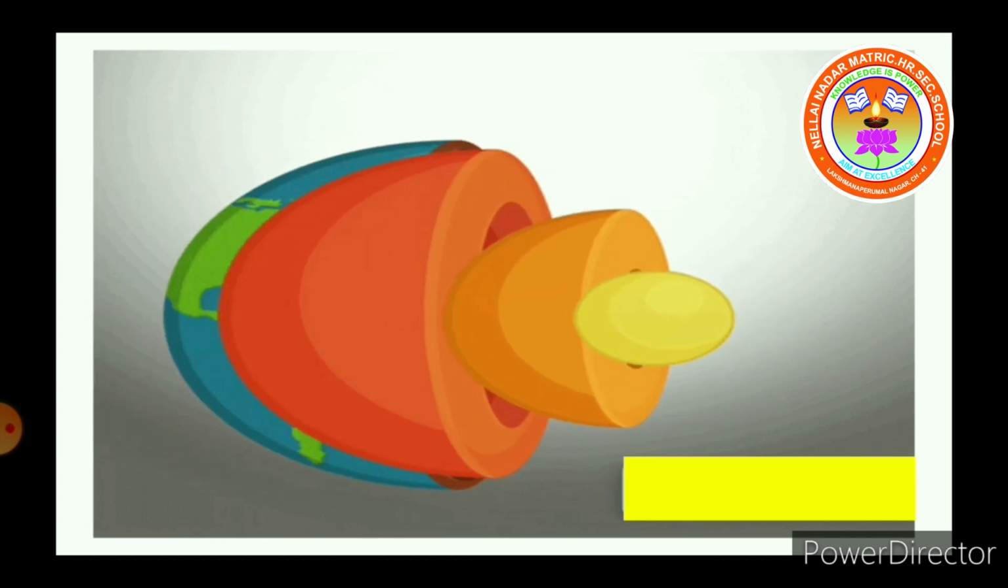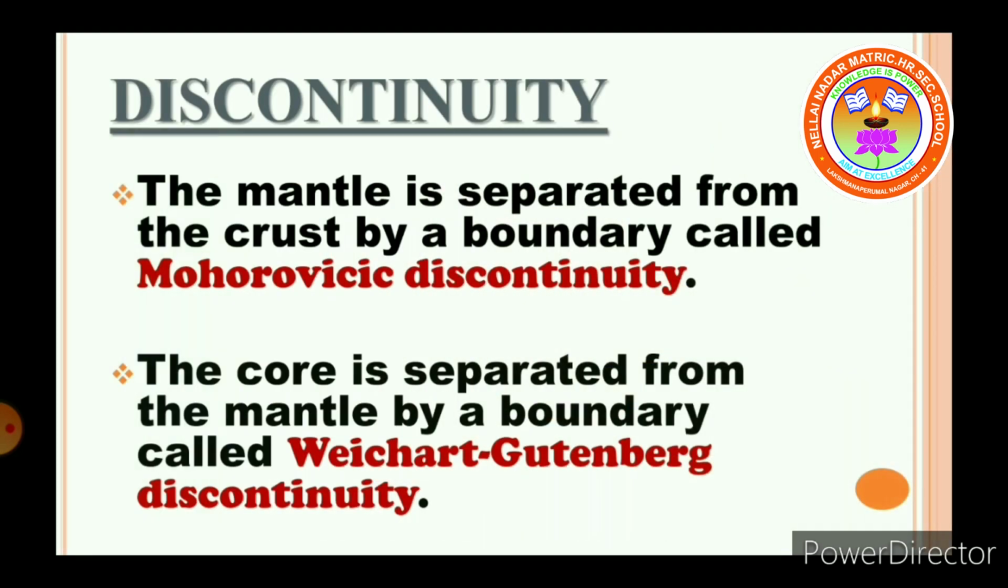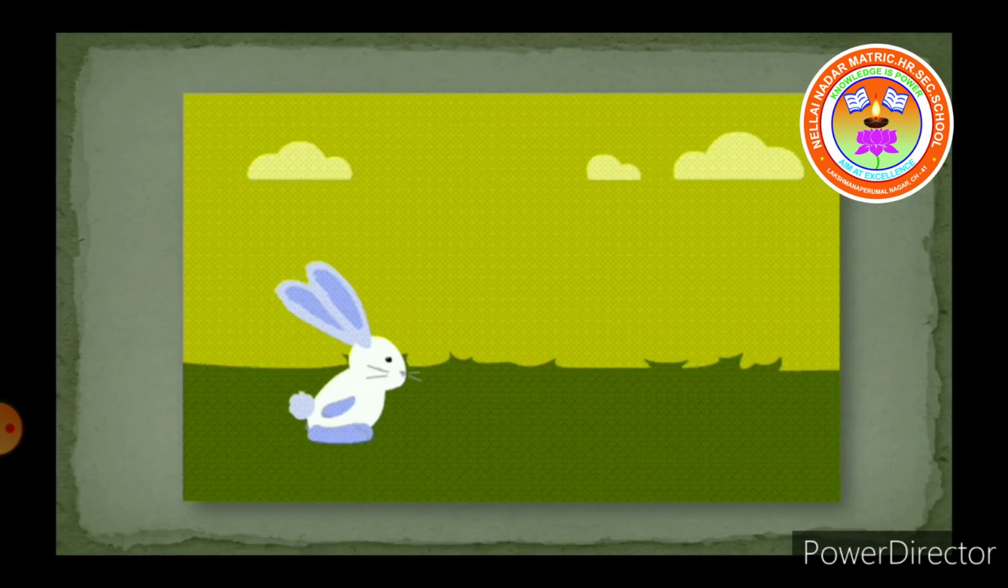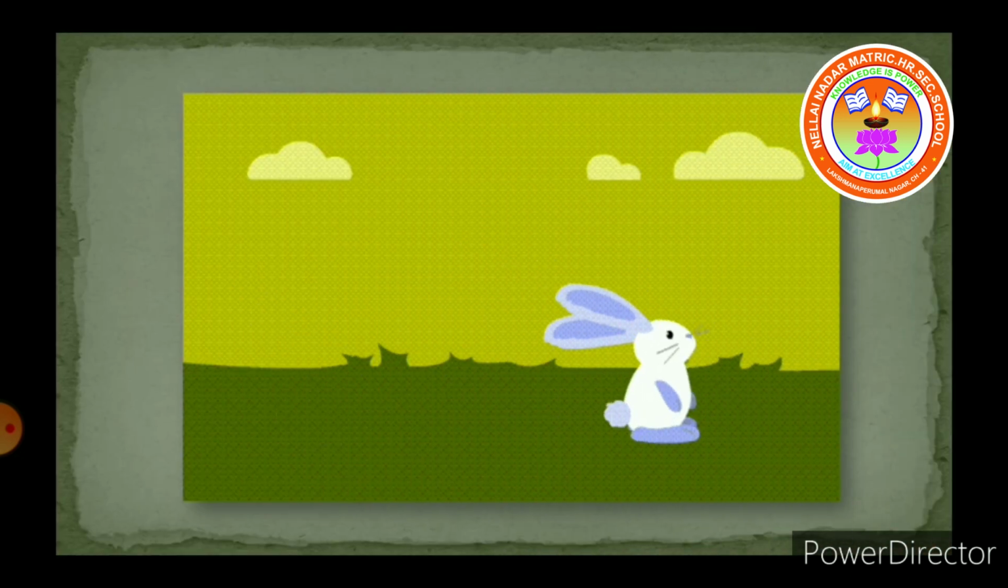Let's know about the discontinuity. There are two types of discontinuity. The mantle is separated from the crust by a boundary called the Mohorovicic discontinuity. The core is separated from the mantle by a boundary called the Wiechert-Gutenberg discontinuity. Okay, up to this we have learned only the layers of the Earth.